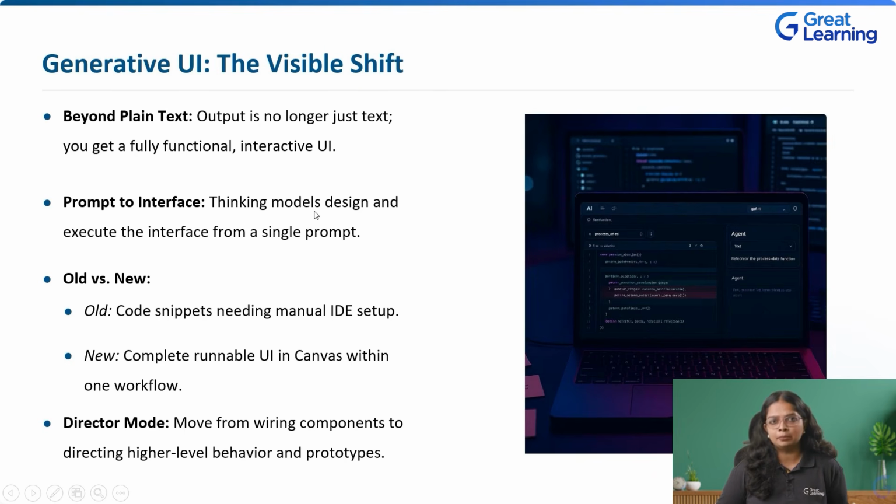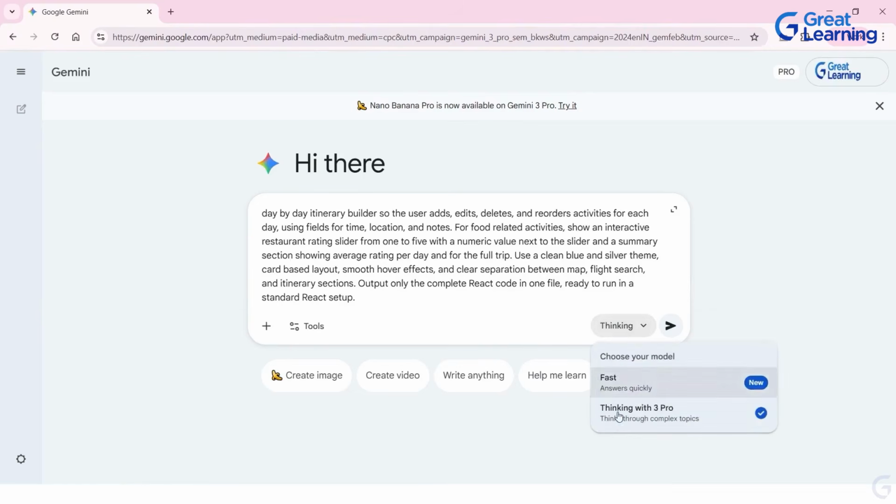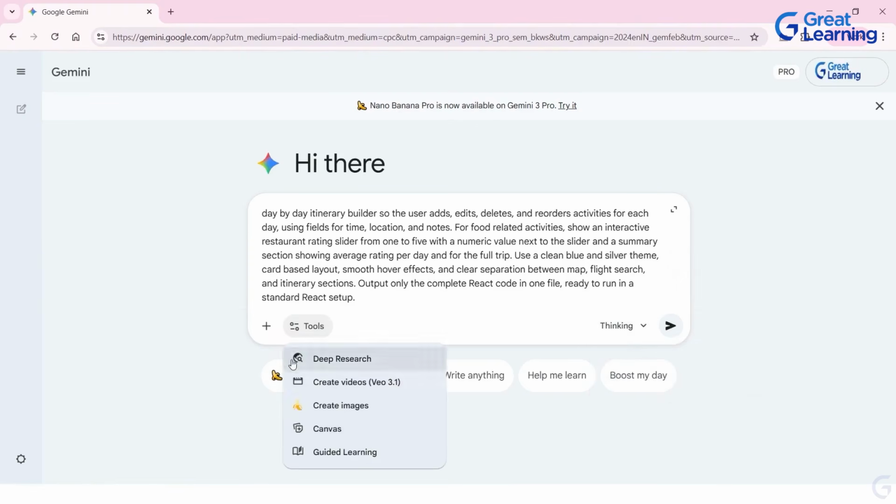I'm going to give it a detailed prompt now. Here is the prompt I'm using. I'm asking Gemini 3 to build a complete Paris travel planner as a single-file React app with an interactive Paris map, a mock flight search panel, and a device itinerary builder that includes restaurant rating sliders and rating summaries. The layout uses a blue and silver theme, card-based sections, smooth hover effects, and responsive design. Now, I'll copy and paste this into Gemini 3. Select Thinking with 3 Pro, and from Tools, choose Canvas.